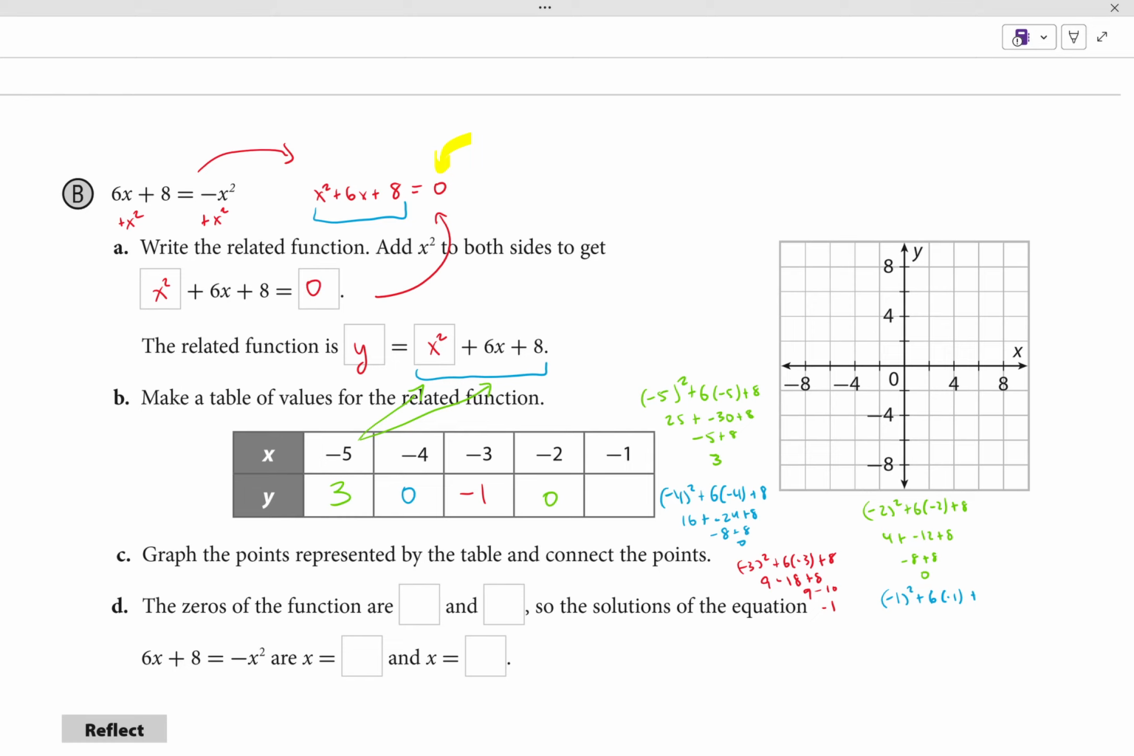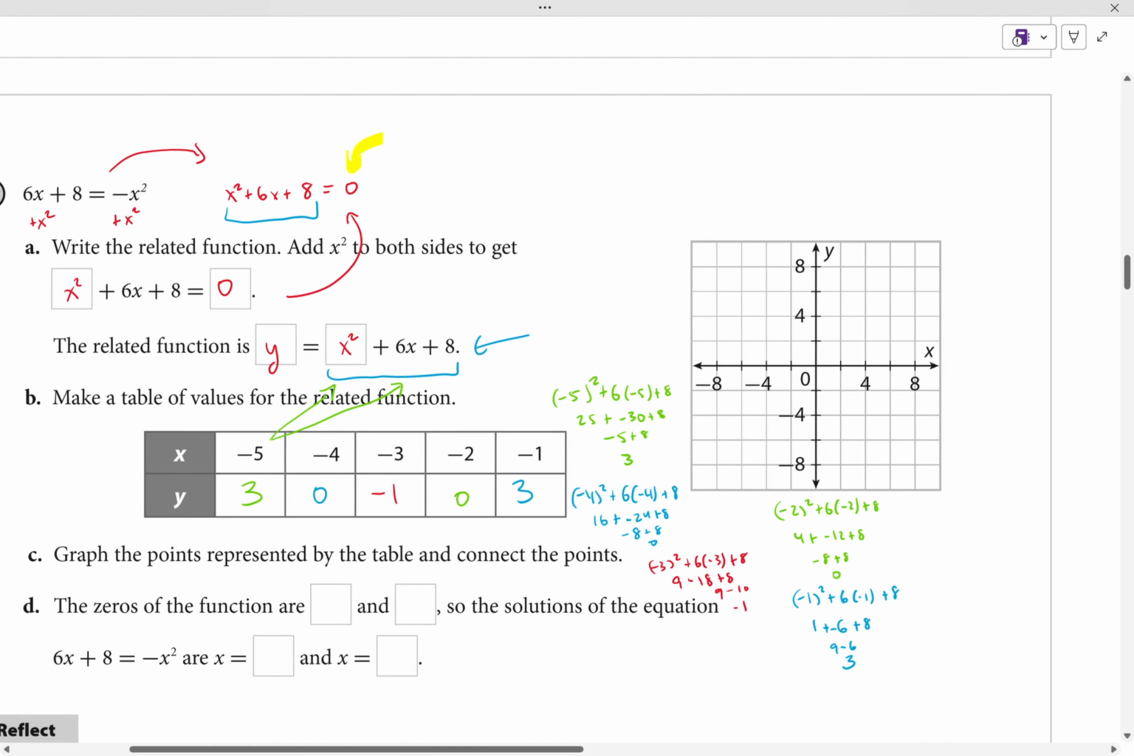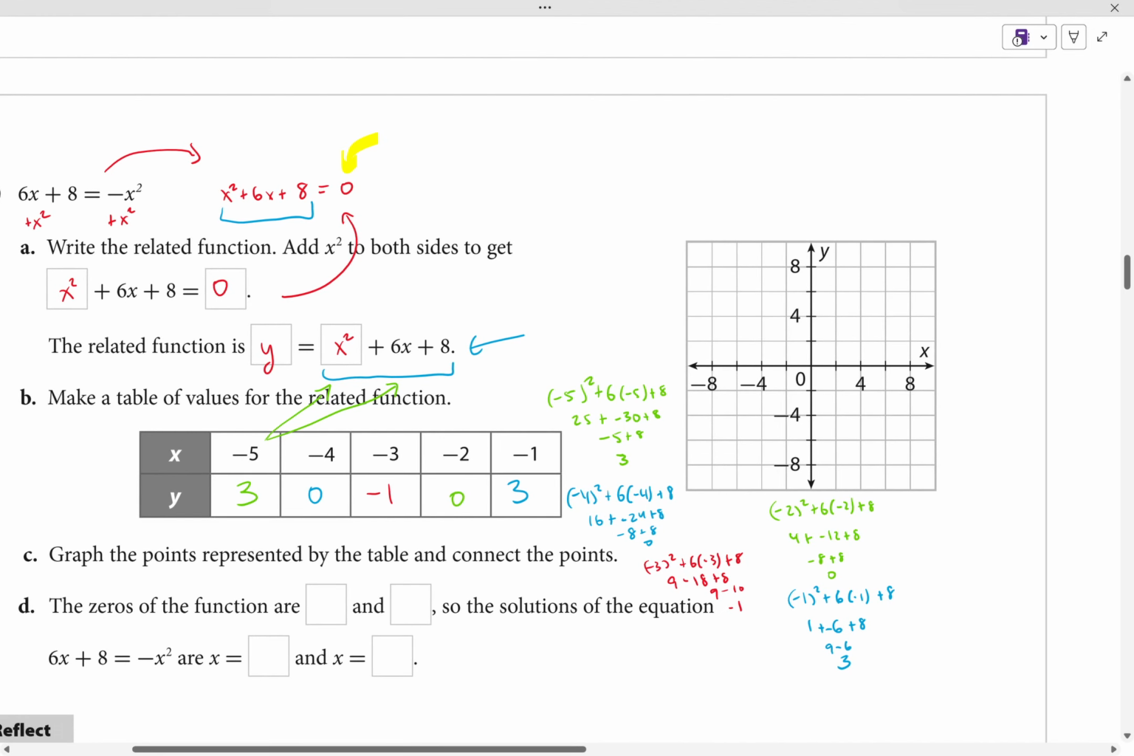So I'm just plugging in these x values into the equation over here. 6. I got 3. Okay. So feel free to take the time to do that if you need. -5, 3. That point is going to be right about here. -4, 0, right here. -3, -1. -2, 0. And -1, 3.